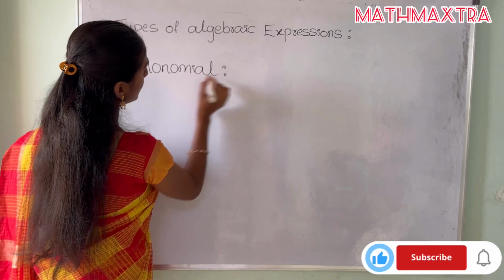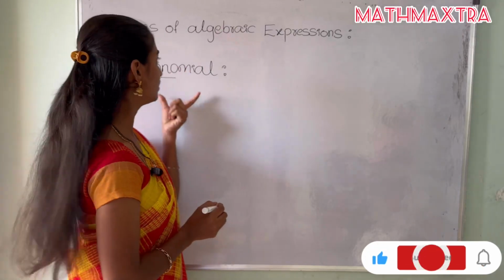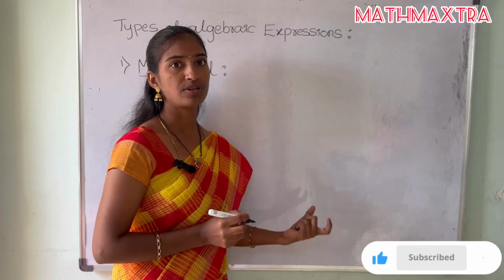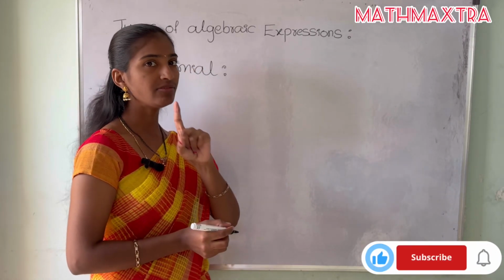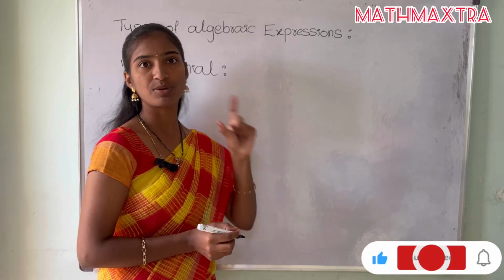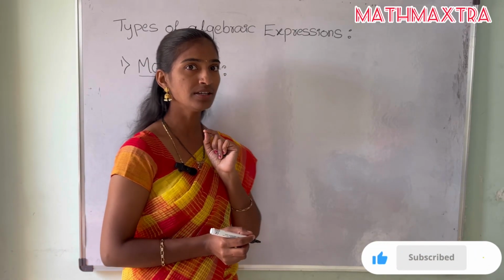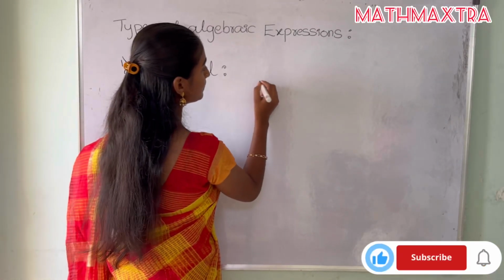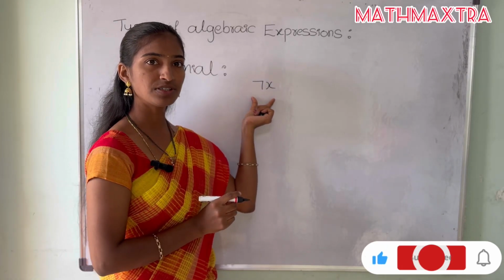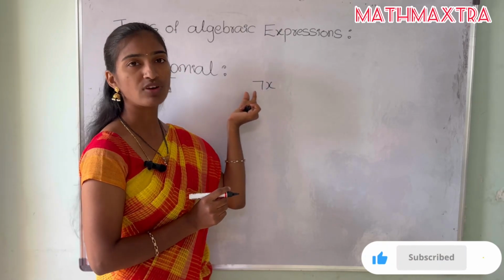You see, the name itself is telling us: mono means a single. So what is a monomial? It is an algebraic expression which contains exactly one term. Whatever the term may be, that must be an algebraic expression first, meaning it should contain at least one algebraic term, right? Take one example, 7x. Is it an algebraic expression? Yes, 7x is an algebraic expression because it contains at least one algebraic term.